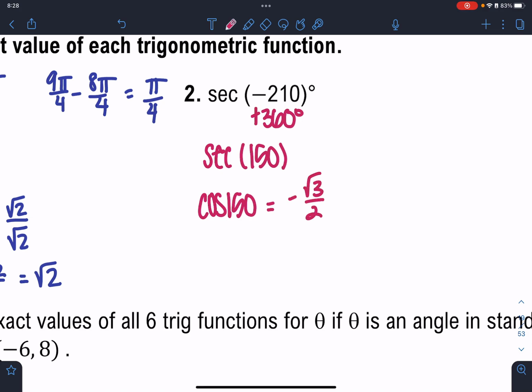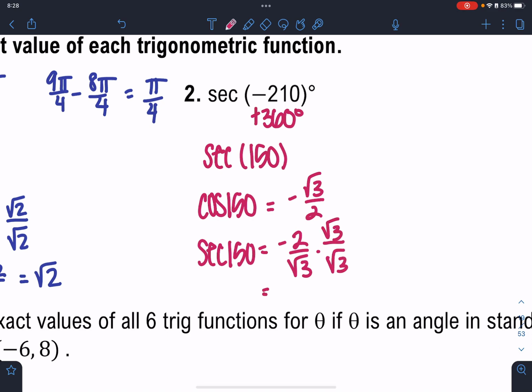Okay, but then secant of 150 is going to be the flipped version of that. So negative 2 over root 3. Again, we need to rationalize here. So there's just a lot of rationalizing in this unit because we're just dealing with a lot of roots. Okay, so when you rationalize there, you get negative 2 root 3 over 3.